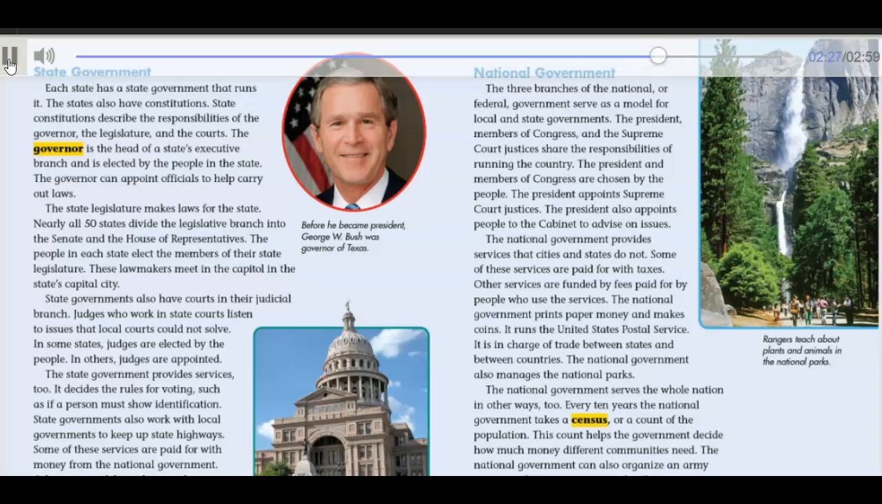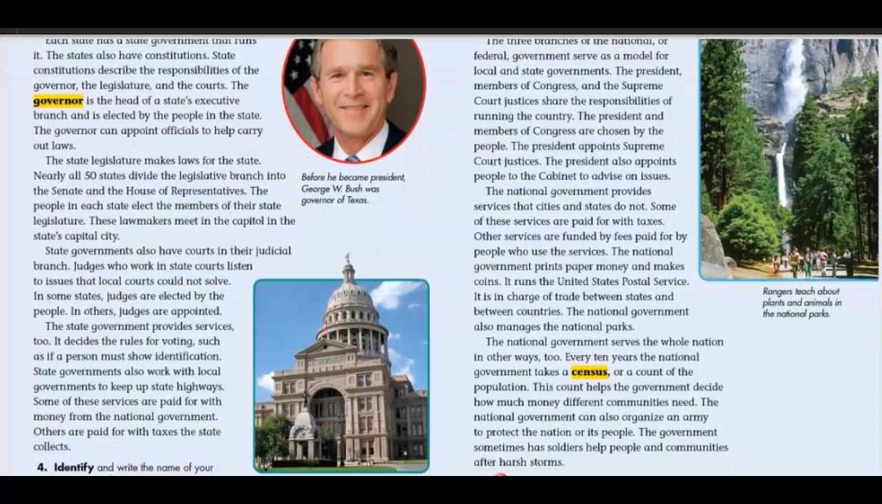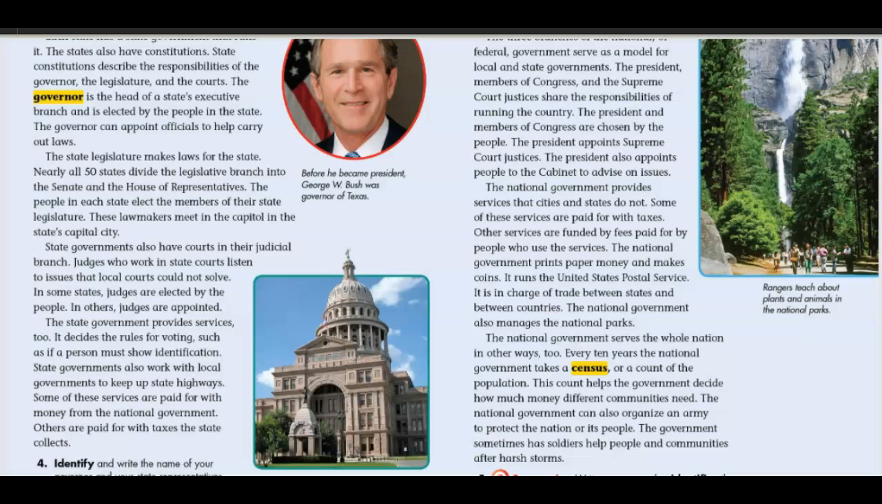The national government serves the whole nation in other ways too. Every 10 years, the national government takes a census, or a count of the population. This count helps the government decide how much money different communities need. The national government can also organize an army to protect the nation or its people. The government sometimes has soldiers help people and communities after harsh storms.